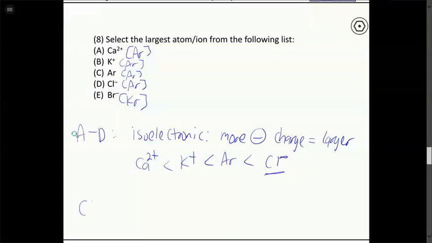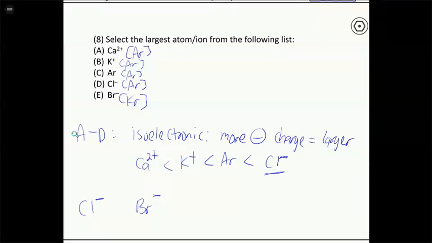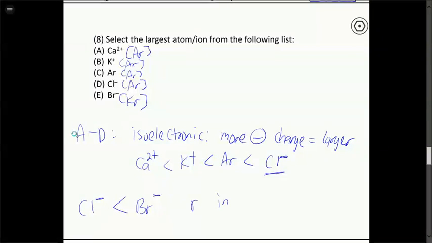Now we need to compare Cl minus to Br minus, and the difference here is that they're in different rows of the periodic table. Cl minus is in the third row, Br minus is in the fourth row. Maybe I had it backwards, fourth and fifth. Either way, Br minus is below Cl minus in the periodic table, so it's going to be larger because atomic radius or ionic radius increases down a group.